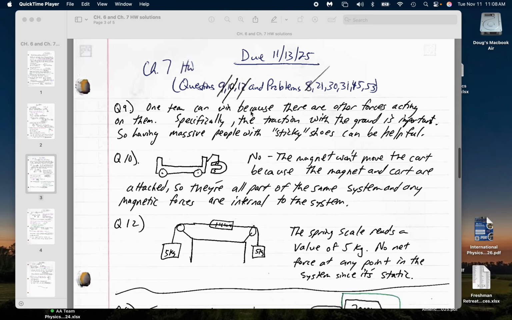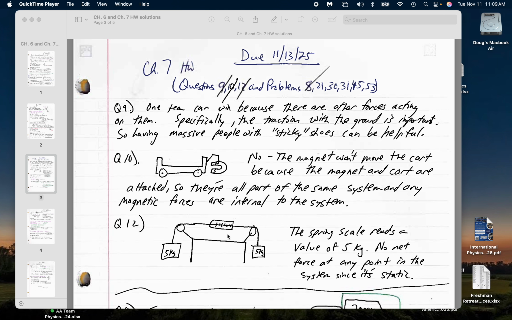Going to Chapter 7. Chapter 7, conceptual questions. I always thought that 10 was kind of funny. So 9 is about a tug of war. 10 is why the heck won't this accelerate? Why won't putting a magnet in front of it make it go? There are forces between the magnet and this part of the cart, but that is a whole system. So that's an internal force. It cannot propel things. You need an external force to propel things.